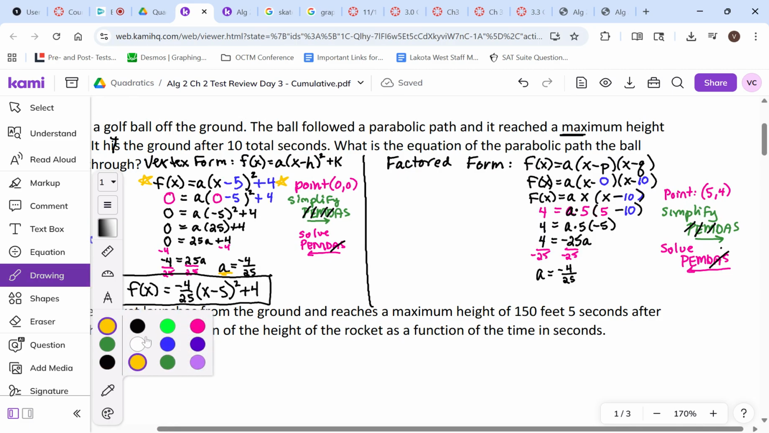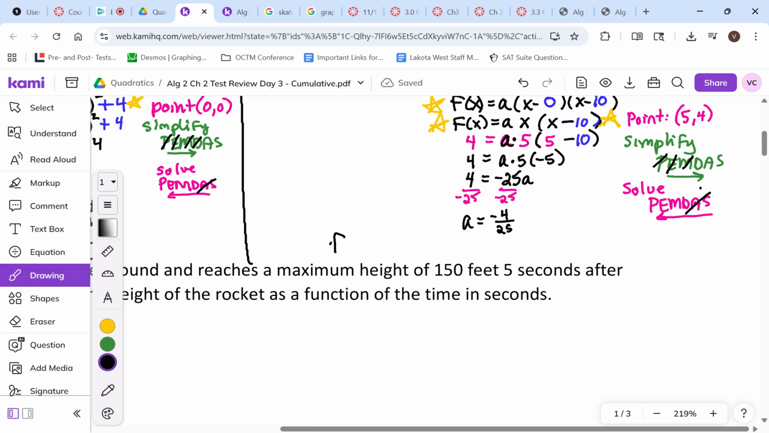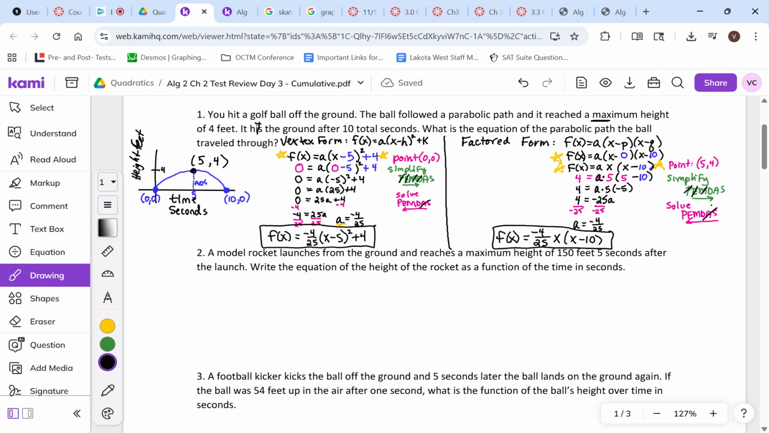So we're almost done. We need to go back to this first step. Actually, it's the one I simplified, where you put in the x-intercepts at the beginning, and we're going to put the a value in. So to finish this one, I'm going to have f of x equals our a value, -4 over 25, and then x times (x minus 10). So that is the factored form for question number 1. When you do this, if you have the option for doing either or, then it doesn't matter which one you do. I will have both answers. But like I said, for some of these, you can only do it one way.